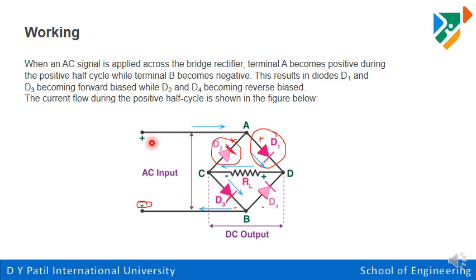Now how does the supply flow? So for the positive half cycle, positive A terminal, my diode D1 acts as a closed switch, and here D3 acts as a closed switch. So how is the path completed? Positive A, D1, D, load, C, D3, then B, and return back. So during the positive half cycle, two diodes are conducting, that is nothing but D1 and D3, and across the load we will get the output voltage.